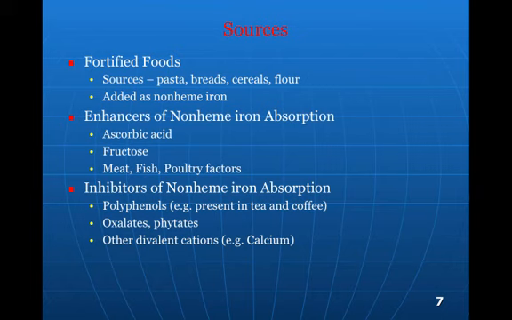Then there are some inhibitors of non-heme iron absorption. Remember, we're talking about modification of the efficiency of iron absorption, so we're talking about non-heme iron. Polyphenols, which are sometimes referred to as polyhydroxyphenols, things that are in, for example, tea and coffee, can actually reduce iron absorption. For example, if you drink coffee and it's in the gut at the same time as iron, it can reduce iron absorption up to about 40%.